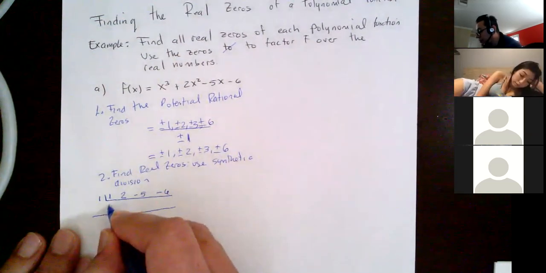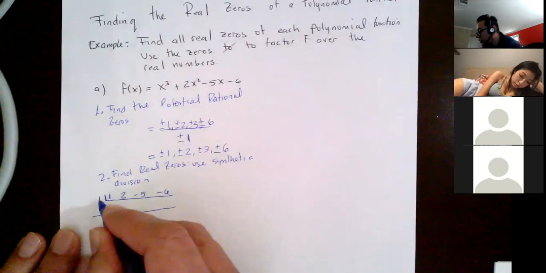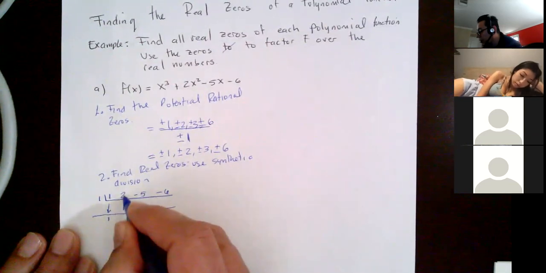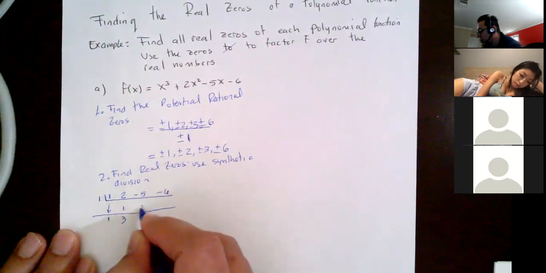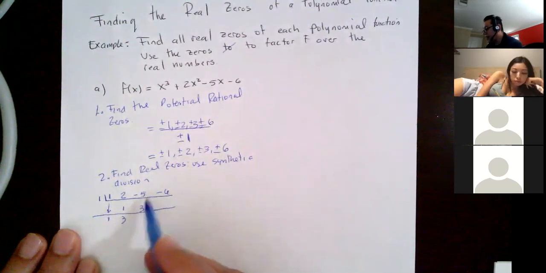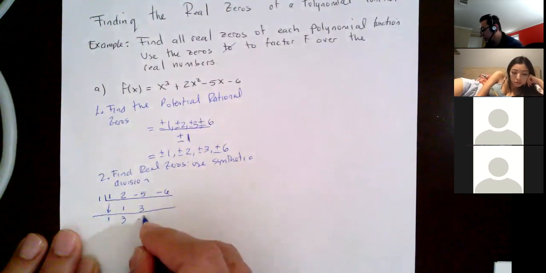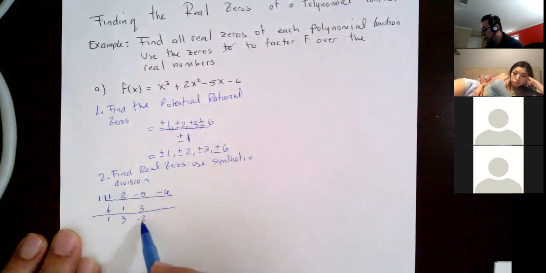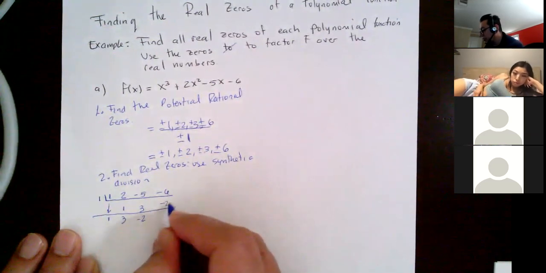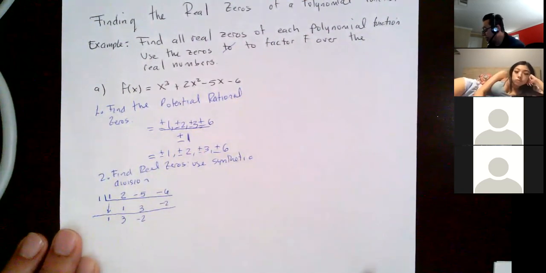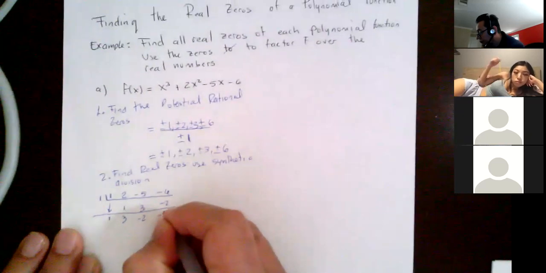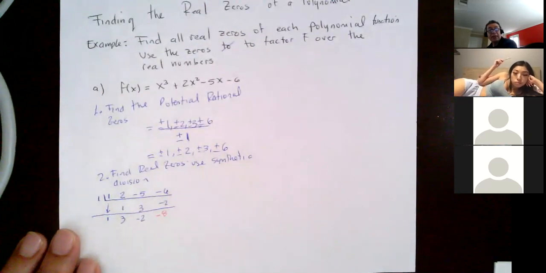Let's do the synthetic division with positive 1. We're going to do the same as we did before. Bring down the 1. 1 times 1 is 1. 2 plus 1 is 3. 1 times 3 is 3. -5 plus 3 is -2. 1 times -2 is -2. -6 minus 2, notice, is -8. Notice the remainder is not 0, right? Yes. So 1 is not a factor.